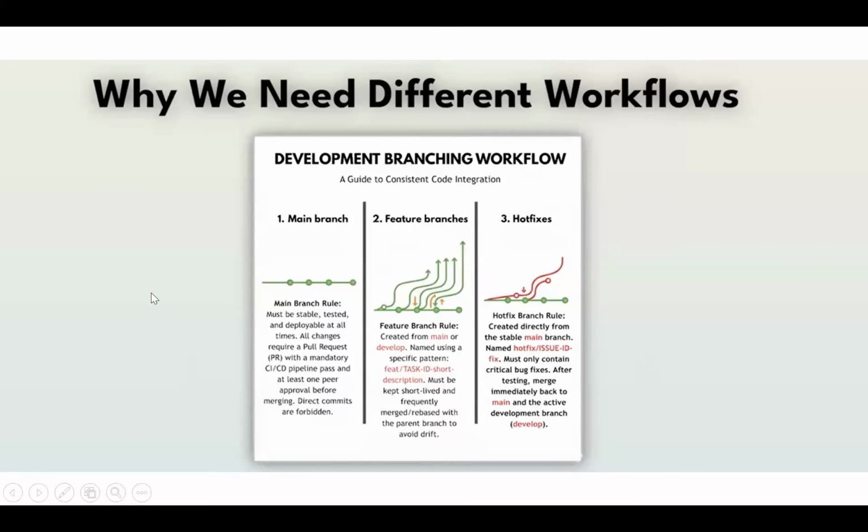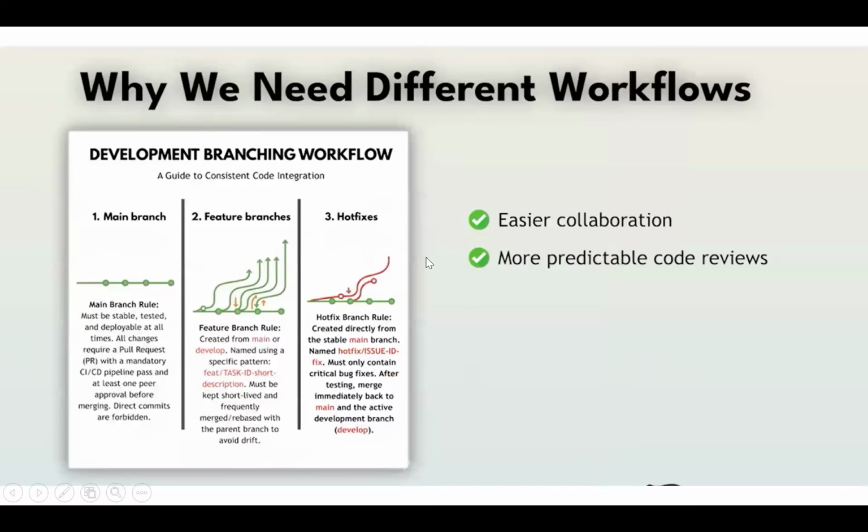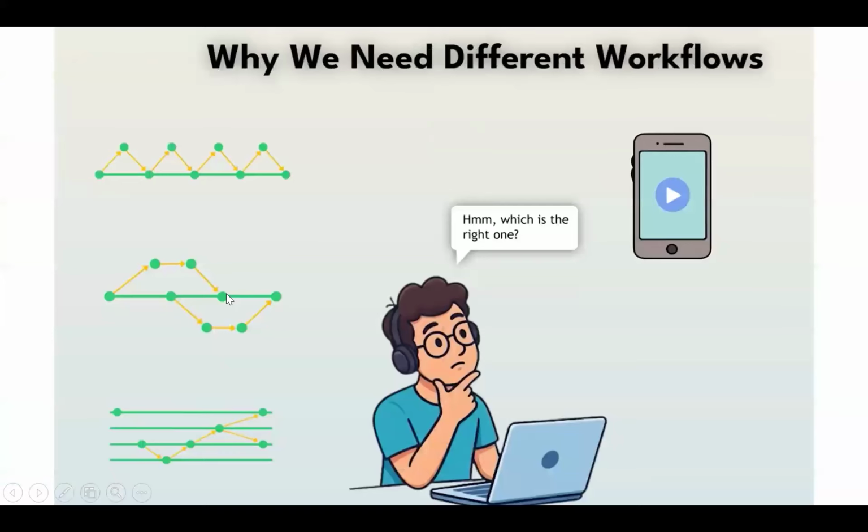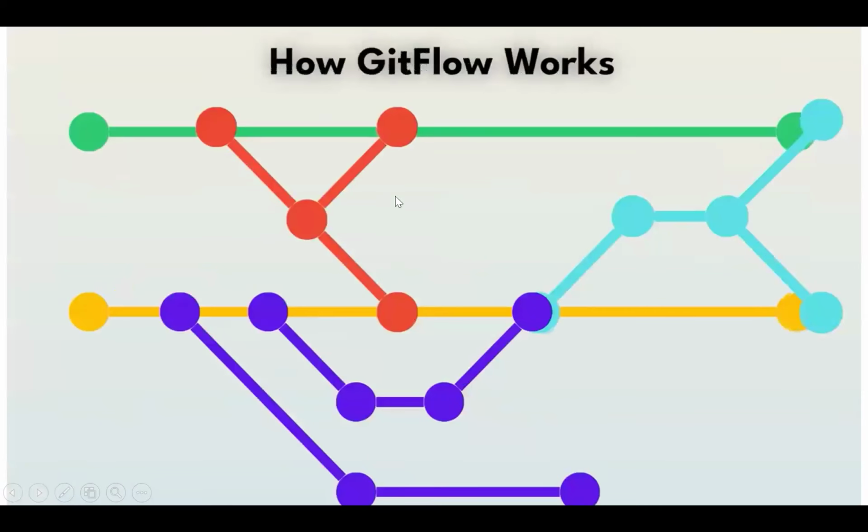Git flow, what is this branching strategy? We'll come to this: easier collaboration, more predictable code reviews. This is basically what happens. Now, whenever you work on any project, you will be confused about which branching strategy you should follow. All three are pretty good. I'll tell you why. But people get confused. See, the first one was the git flow branch. It looks kind of messy, isn't it?